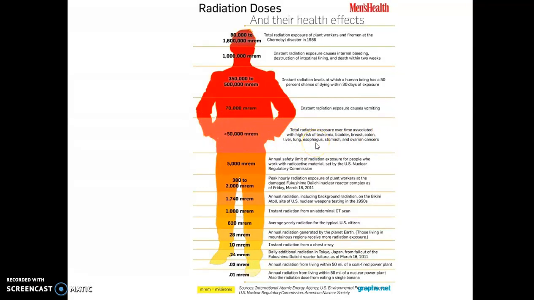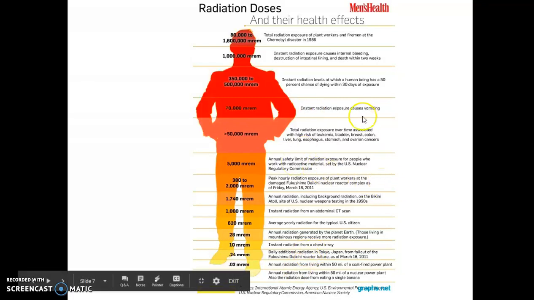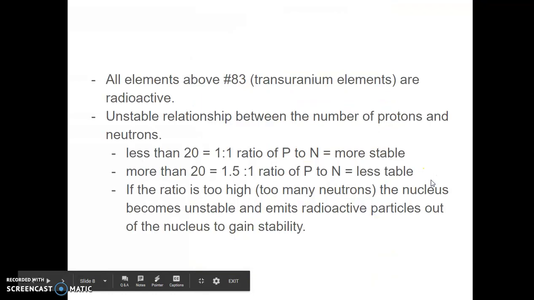So I find this one always interesting. 5,000 millirems is the annual safety limit of radiation exposure for people who work with radioactive material. So the peak hourly radiation exposure of plant workers at the damaged Fukushima site was this much per hour, and this is how much you're supposed to get safely in a year. So they were exposed to a lot of radiation. So just some ideas of how much radiation you're exposed to.